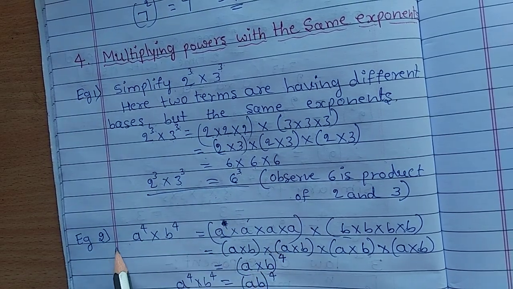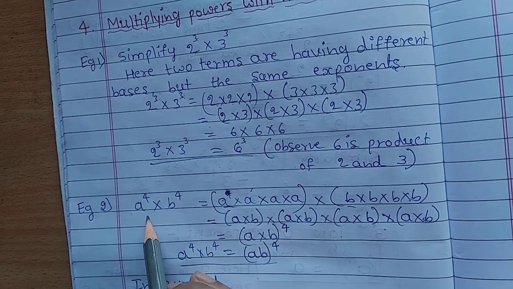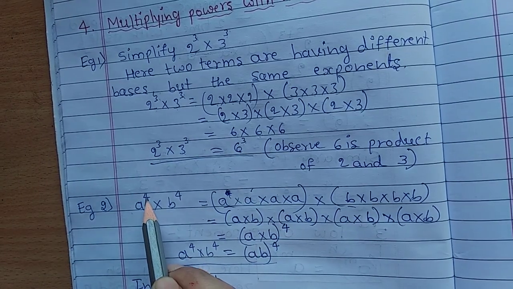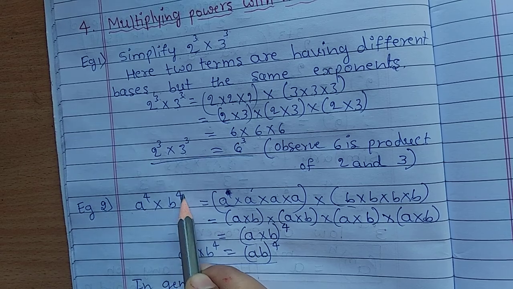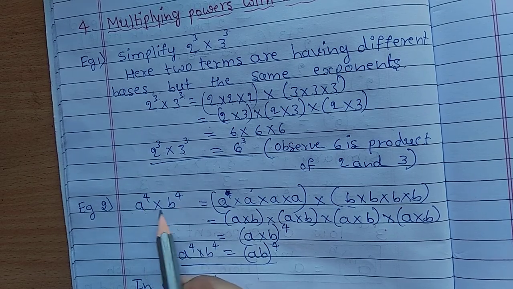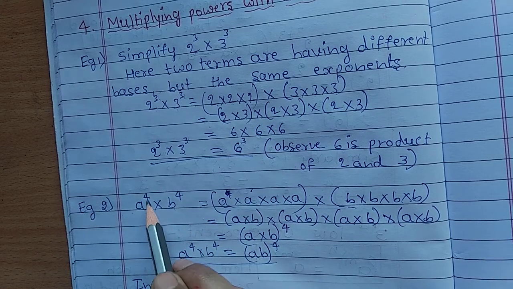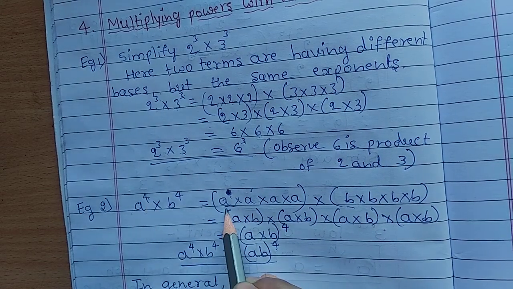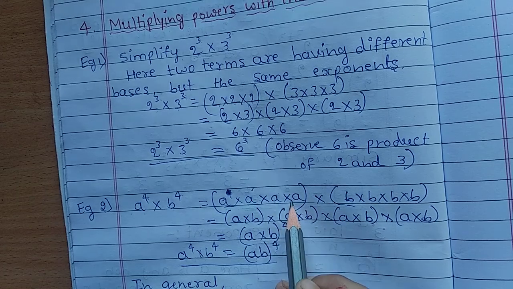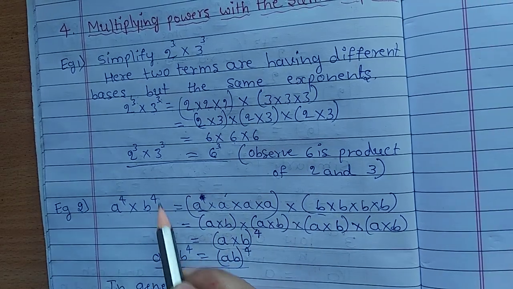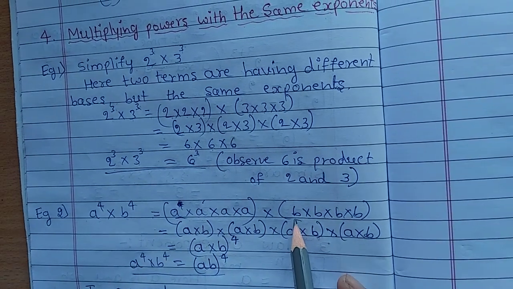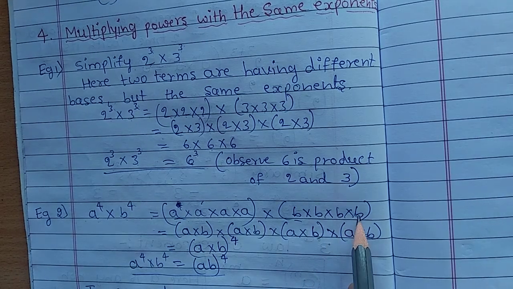We will take one more example. Example 2: a raised to 4 into b raised to 4. A raised to the power of 4 into b raised to the power of 4 is equal to, how to expand a raised to the power of 4? A into a into a into a. B raised to the power of 4, we can expand it as b into b into b into b.